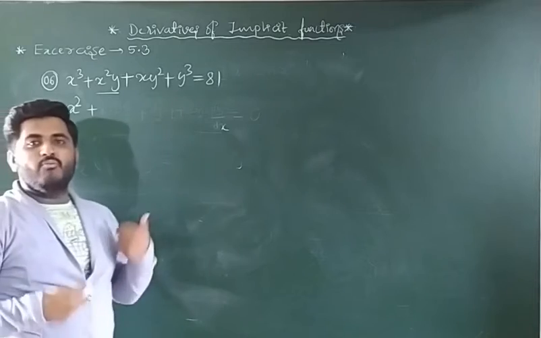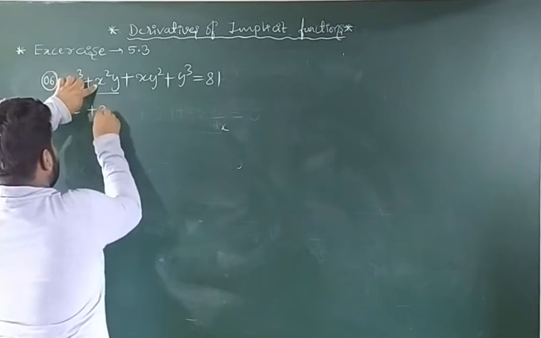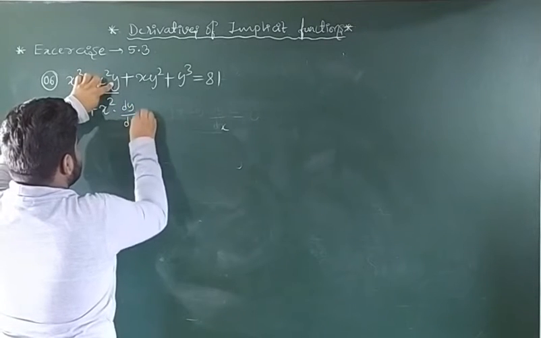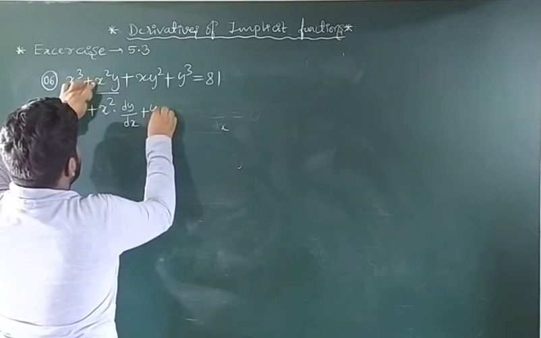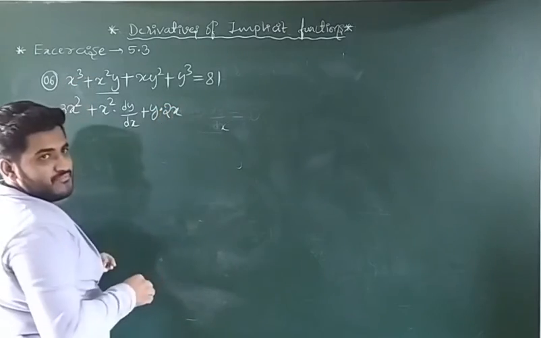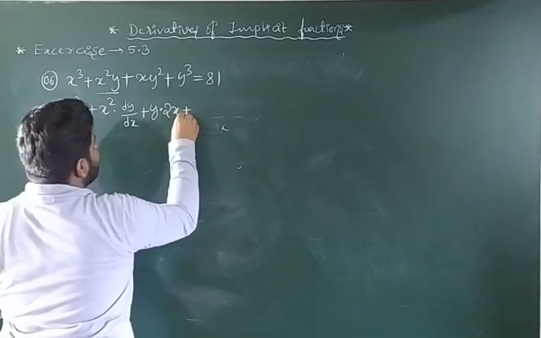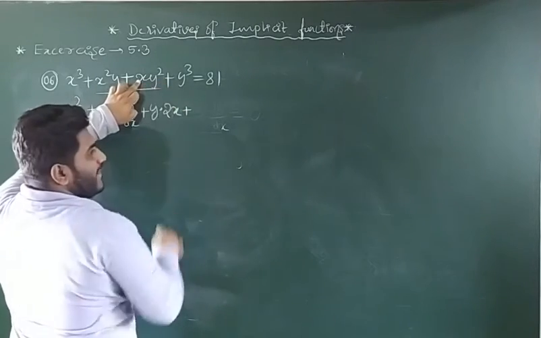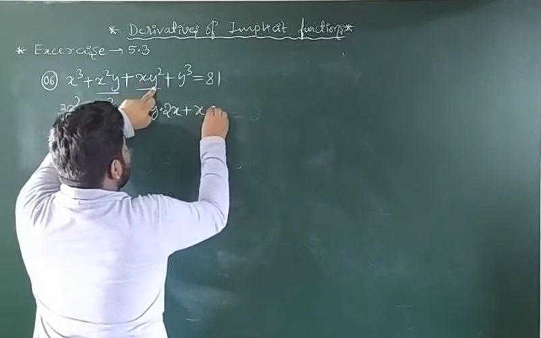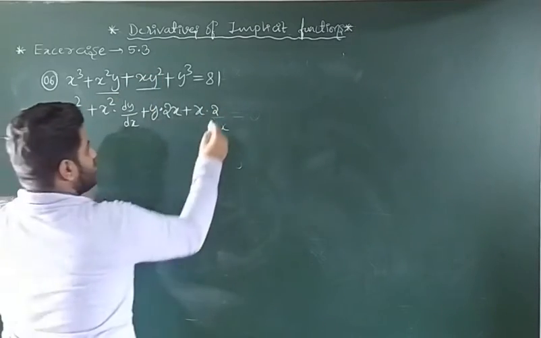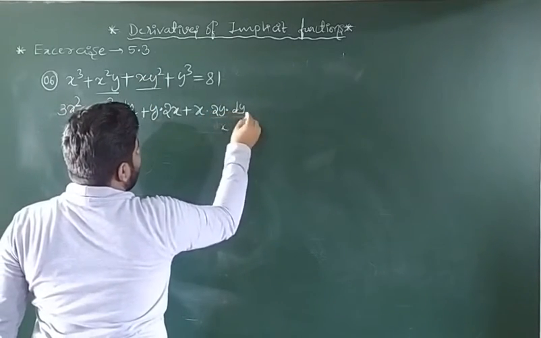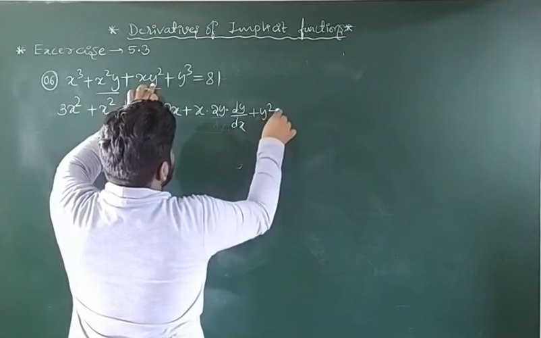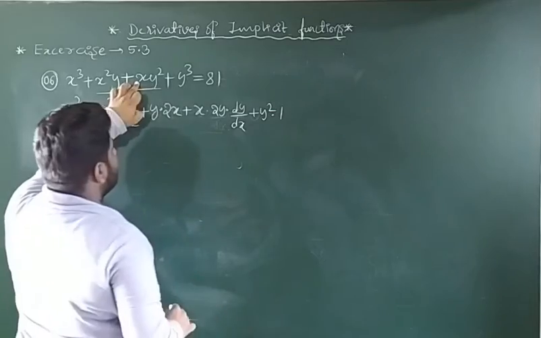Again we have to apply product rule. That means first function x square as it is, differentiation of second, nothing but dy by dx, plus second function as it is, differentiation of first 2x. Here it will end. Again plus, second, this you have to do. Again we have to apply product rule. First function as it is, differentiation of second, y square differentiation is 2y into dy by dx. Next one, plus y square as it is, differentiation of x is 1.